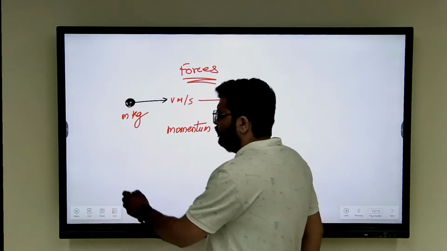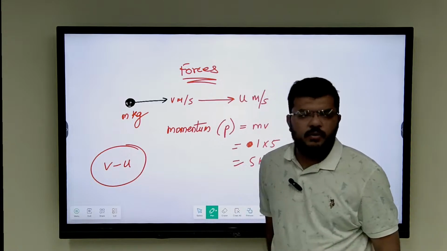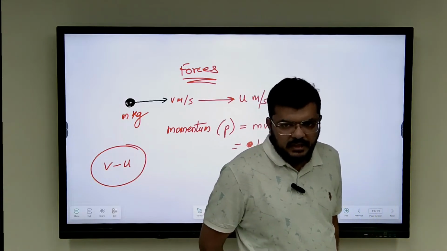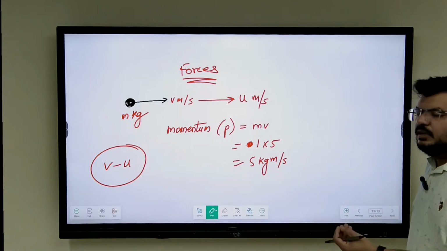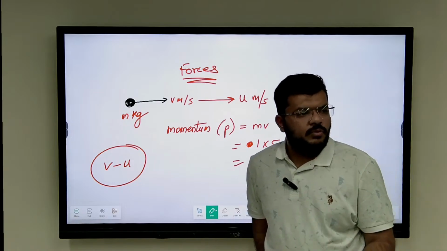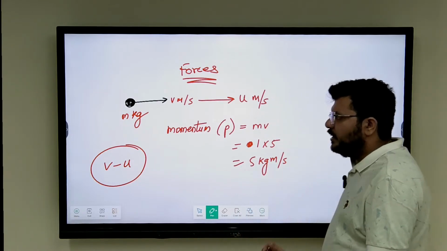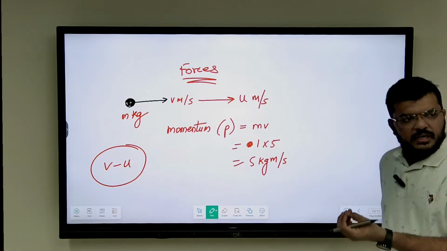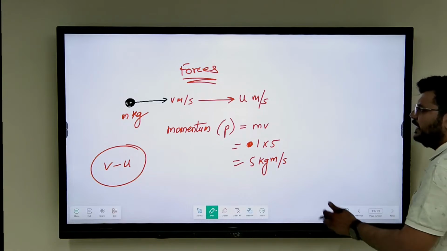We know that v minus u, this change can be achieved only and only if there is acceleration or deceleration, because this will be happening in a particular time period, right? So this can only take place if there is acceleration or deceleration. So a body stays in its motion unless an external force is applied. Now how do you define that force?